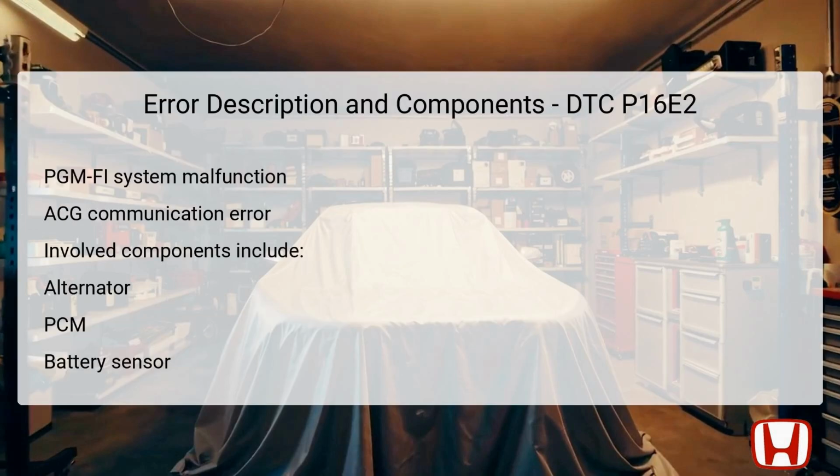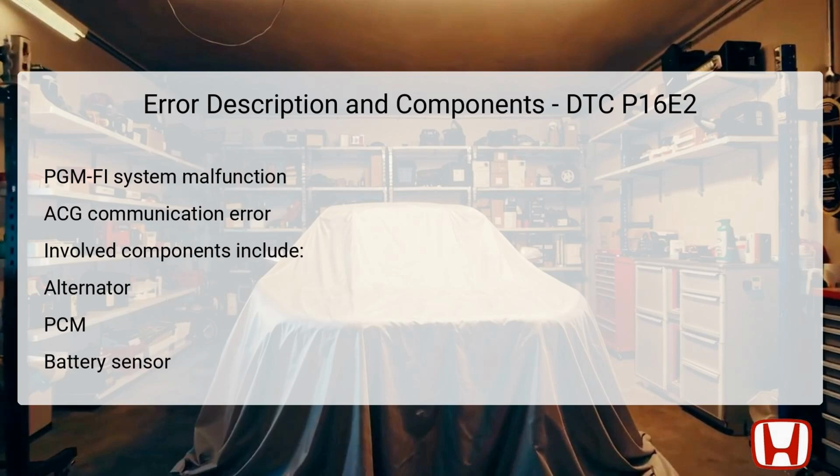DTC P16E2 points to a malfunction in the PGM-FI system, specifically in the communication with the ACG. The PGM-FI system controls fuel injection and engine performance, while the ACG, or alternator, is responsible for converting mechanical energy into electrical energy to charge the battery. The alternator is typically located near the engine's front and may have connections with other vital components like the powertrain control module (PCM) and the battery sensor.